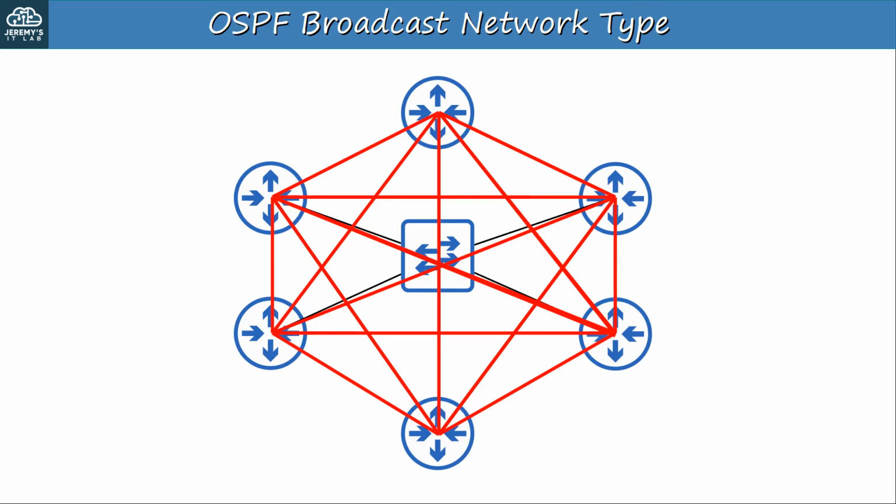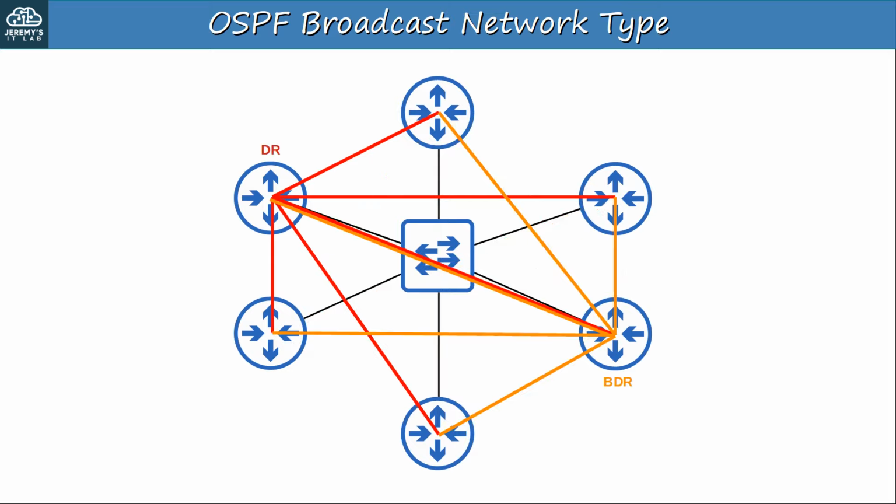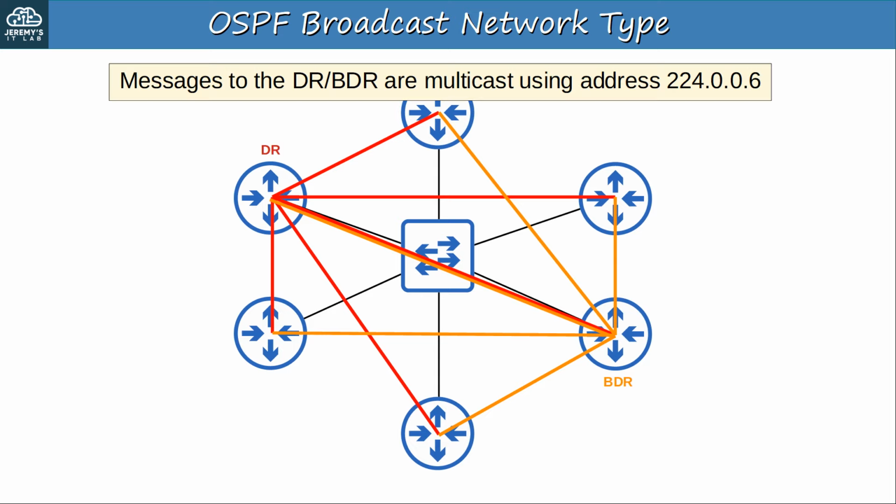How about if we use a DR and BDR? If routers only exchange LSAs with the DR and BDR, as you can see, the number of LSAs flooding around the network is reduced. To be honest, on modern routers, it's probably not a big deal in most cases, but it still does help reduce unnecessary network traffic. By the way, when routers need to send messages to the DR and BDR, they use multicast address 224.0.0.6. This is different than the OSPF all routers multicast address of 224.0.0.5.